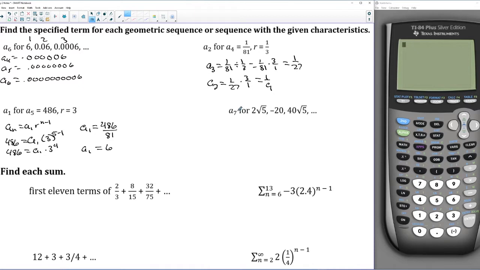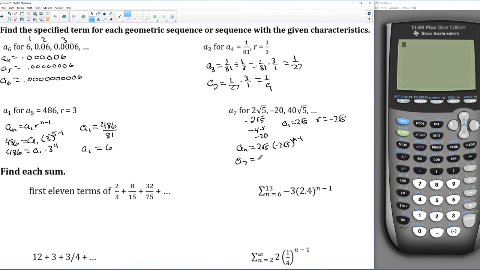We're finding A sub 7. And A sub 1 is 2 square root of 5, and then we multiply this by 2 square root of 5, negative 2 square root of 5, because negative 2 times 2 is negative 4, and square root of 5 times square root of 5 is 5, so there's where you get the negative 20. So A sub 1 is equal to 2 square root of 5, and r is negative 2 square root of 5. So A sub n is equal to A sub 1 times r to the n minus 1.